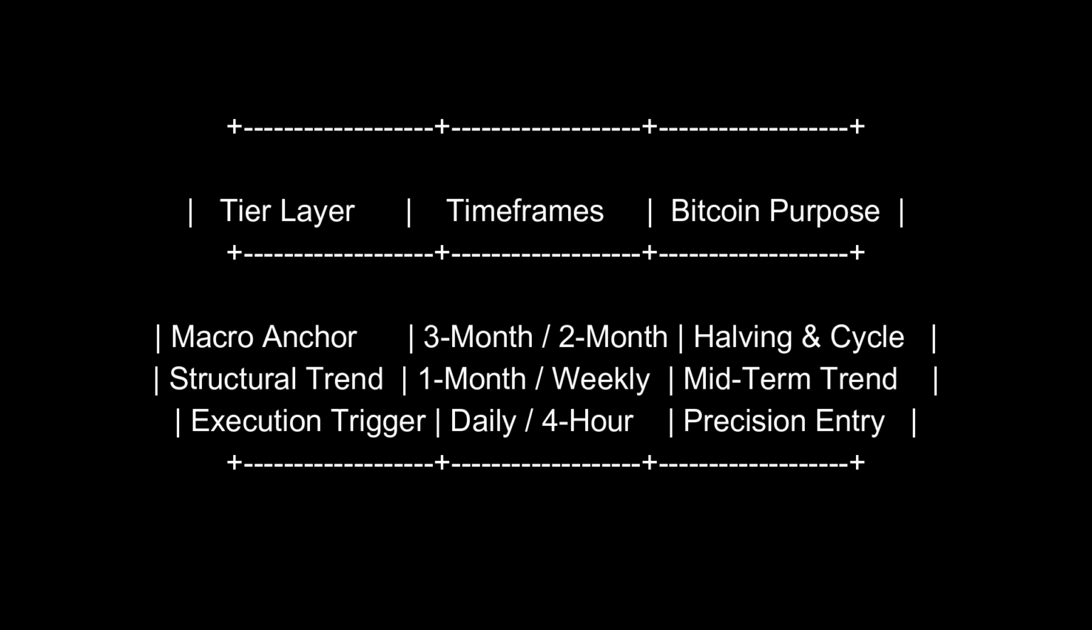Okay, as you can see, this little chart is suggesting that the macro anchor, the 3 and 2 month charts, are for the halving and the cycling. The month, I think, plays a part in that as well. But for the structural trend, the 1 month and the weekly chart is pretty good for swing trading, where the macro anchor chart would be for position trading. And you can do some position trading on the 1 month as well.